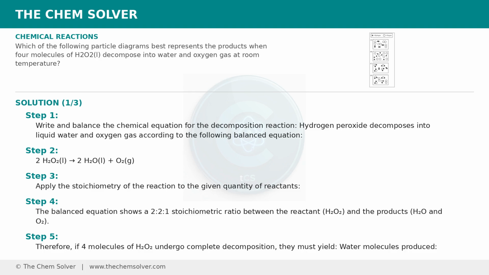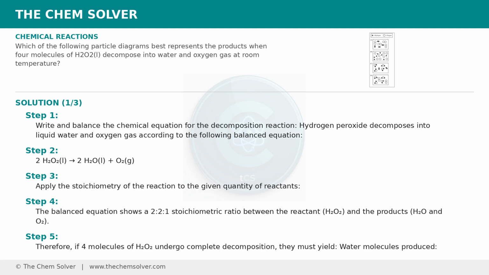Write and balance the chemical equation for the decomposition reaction. Hydrogen peroxide decomposes into liquid water and oxygen gas according to the following balanced equation: 2H2O2 gives 2H2O plus O2.